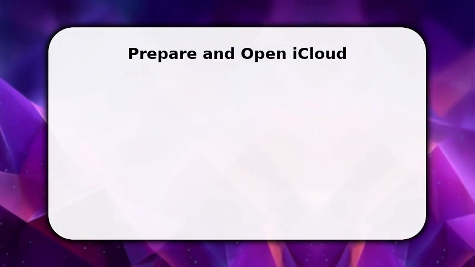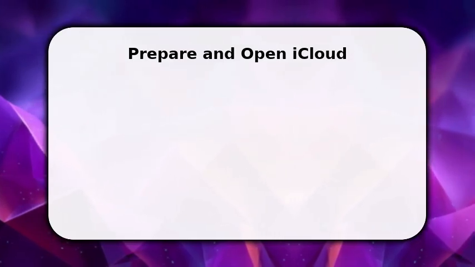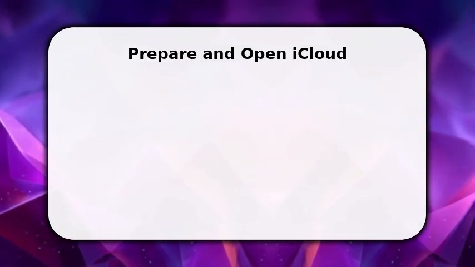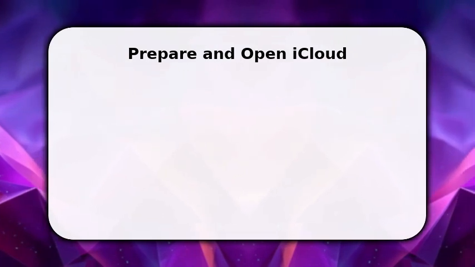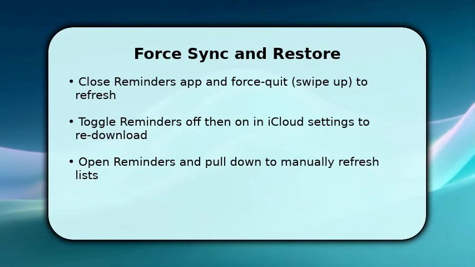Now go to the Reminders app so you can trigger a manual sync and confirm which lists should appear, because missing lists often mean toggles were off. You'll force a fresh sync to pull items from iCloud.